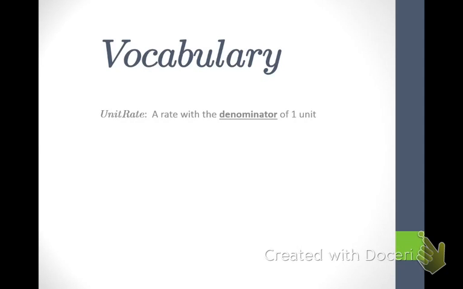A unit rate is a rate with a denominator of 1 unit, like the two examples I just gave you, miles per hour. We always talk about speed and how many miles you would go in 1 hour. We don't talk about your speed being 167.5 miles per 3 hours. We just don't do it. It makes more sense to make it a unit rate by making sure the denominator is 1. And we'll keep doing that here.